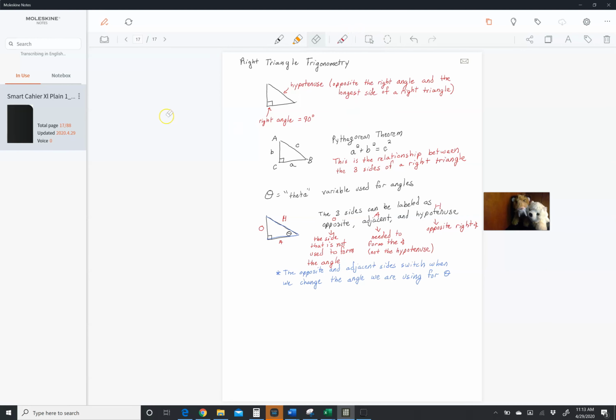After like the second one, you should start pausing the tape, doing it yourself, and seeing if you get it correct. So I'm going to just draw a bunch of triangles and then we're going to label them. And that way, when you pause the tape, you can do a lot of them at once. All of them are going to be right triangles, so you're going to see a right angle in all of them. You can't do this with a different type of triangle.